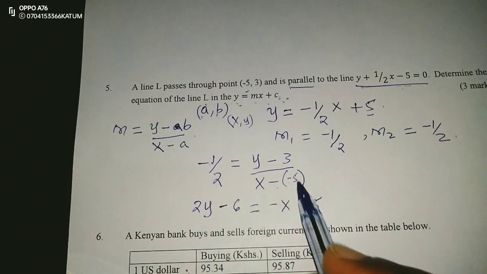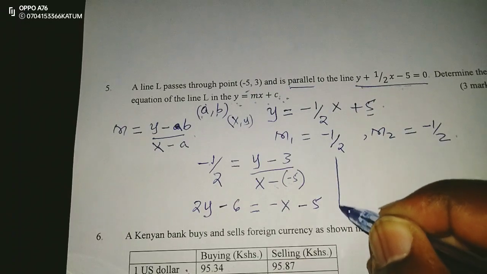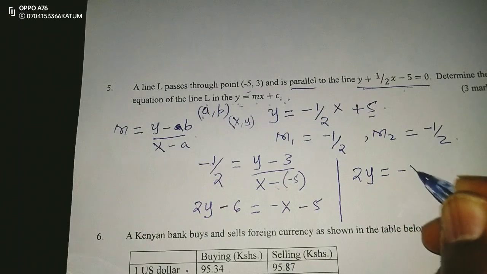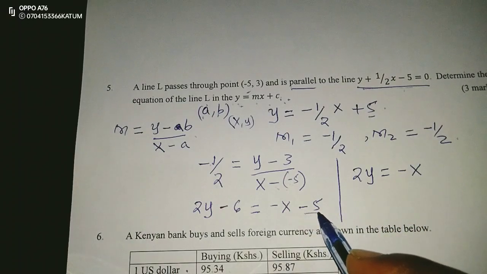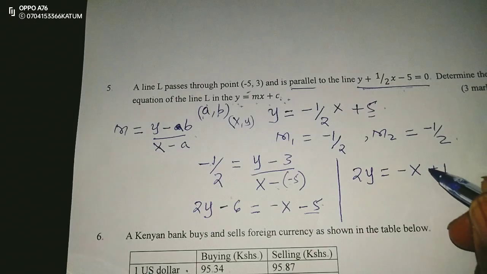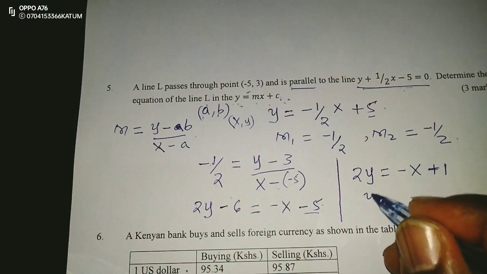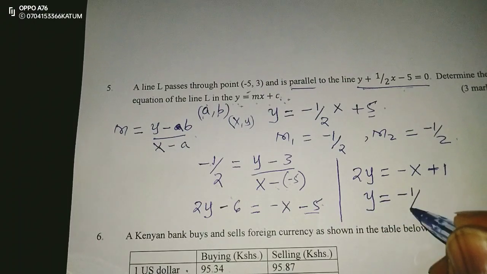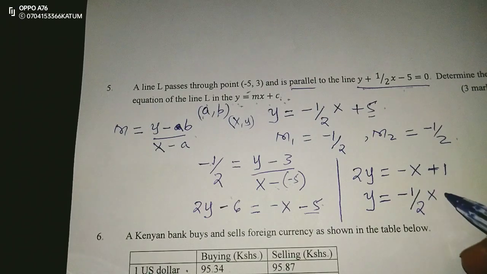So this equation is going to be 2y equals negative x. Negative 5 plus 6 makes it plus 1. Then y equals negative half x plus, remember we are dividing through by 2, so this also becomes half.